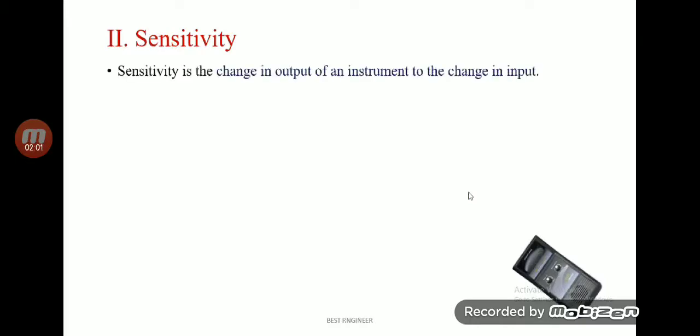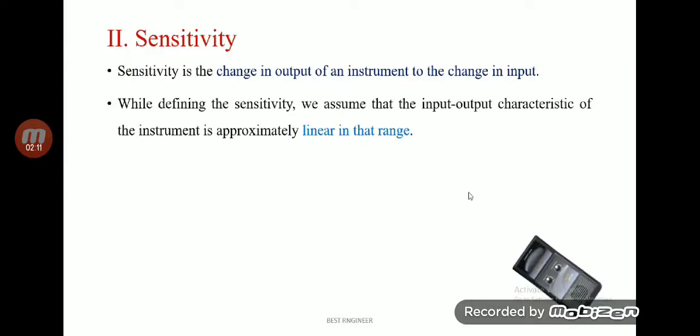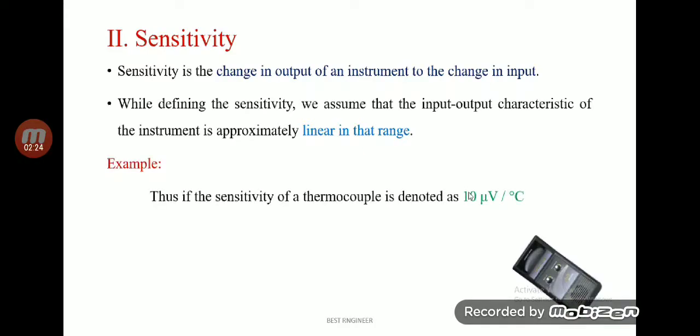Sensitivity. Sensitivity is the change in output of an instrument for a change in input. While defining the sensitivity, we assume that the input-output characteristic of the instrument is approximately linear in that range. For example, if the sensitivity of a thermocouple is 10 microvolt per degree Celsius, then for every degree Celsius there is a change of 10 microvolt.